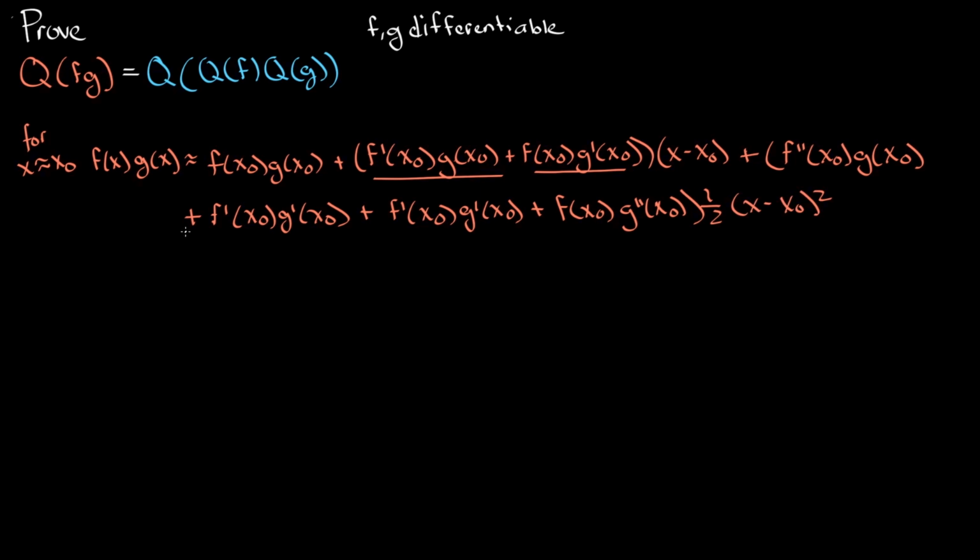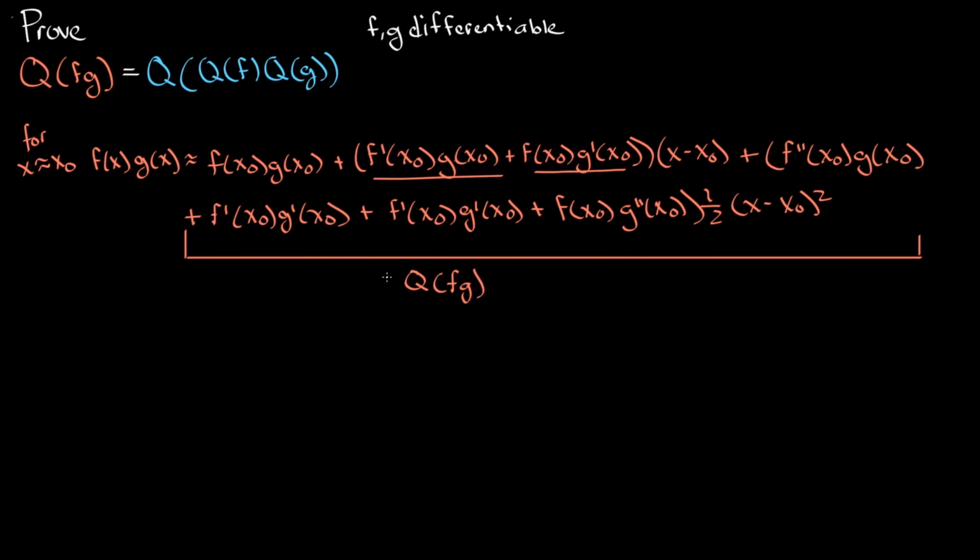So this guy right here is the left-hand side of our equality that we're trying to prove. This is the quadratic approximation of f times g. And now, again, we're just applying the quadratic approximation formula up here. Now we're going to take the individual quadratic approximations for both f and g. We're going to look at this right-hand side now.